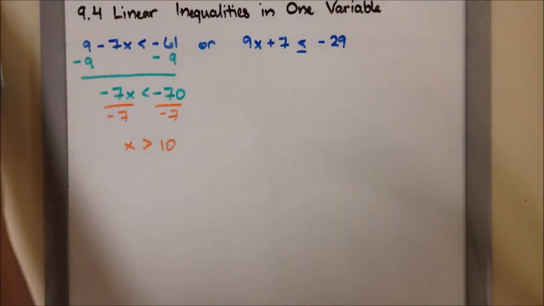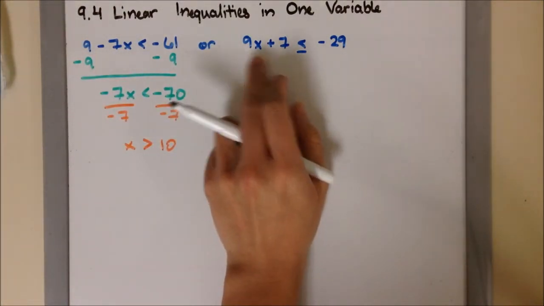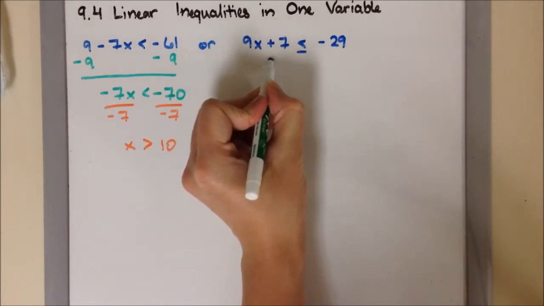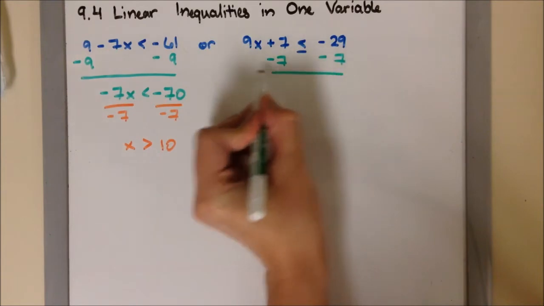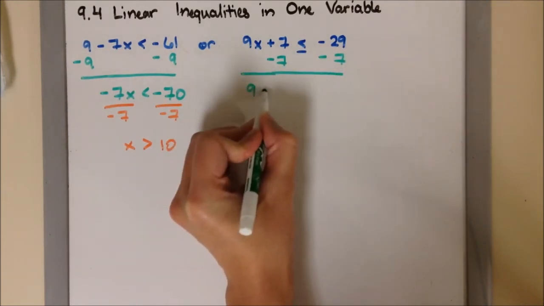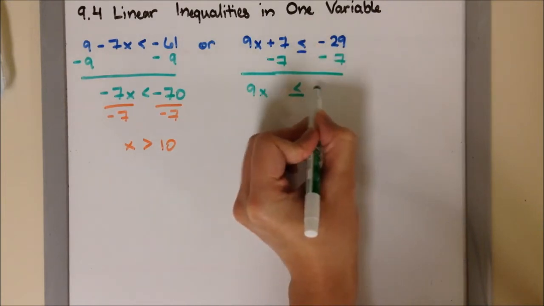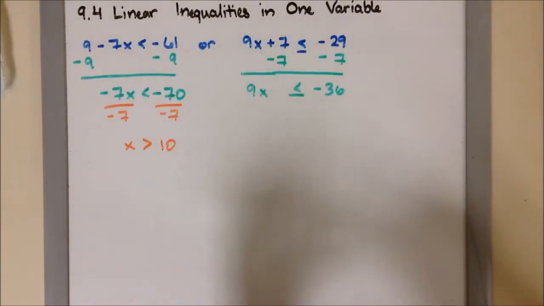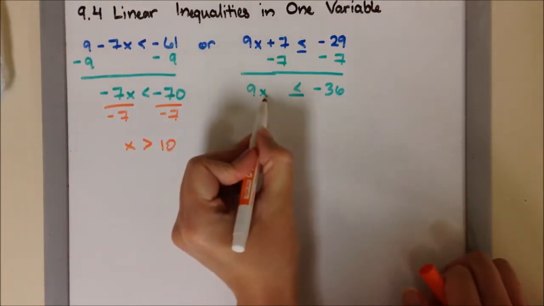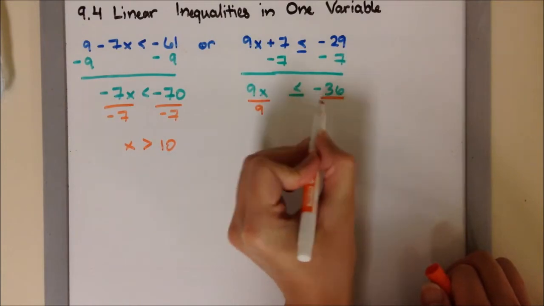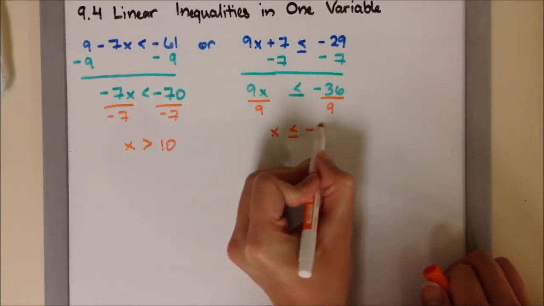Now, doing the same process for the inequality on the right, I want to get 9x by itself, so I'm going to cancel out the 7. I'm going to subtract 7 on both sides. So negative 29 minus 7 will be negative 36. Then I'm going to divide both sides by 9 to get x by itself, so it's going to be x less than or equal to negative 4.